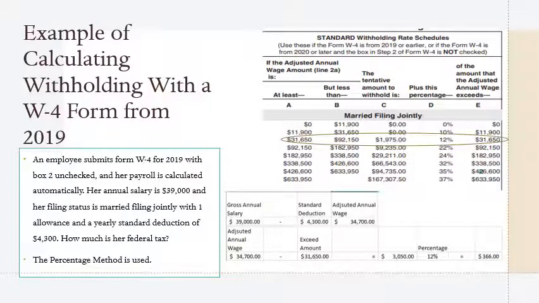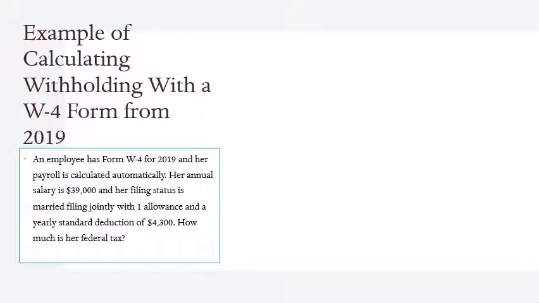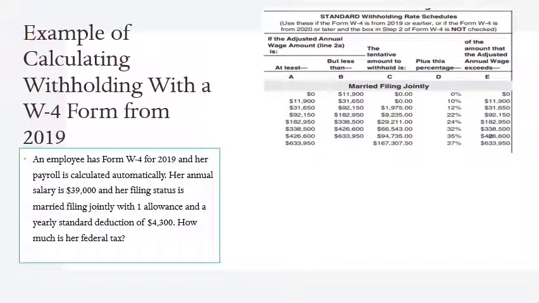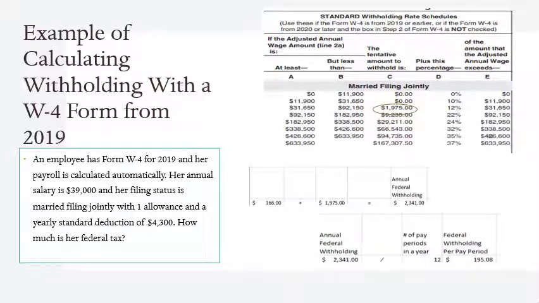But we still have to add this to the tentative withholding amount right here. Next, let's take a look at that snapshot again. We have to add the tentative withholding amount to the $366 that we computed on the last slide, and we're going to do that here. This equals annual federal withholding of $2,341.